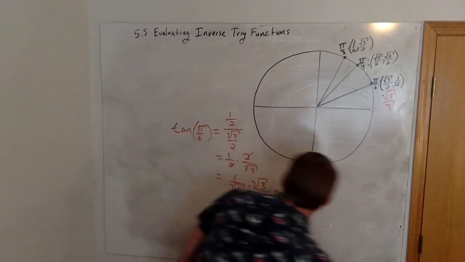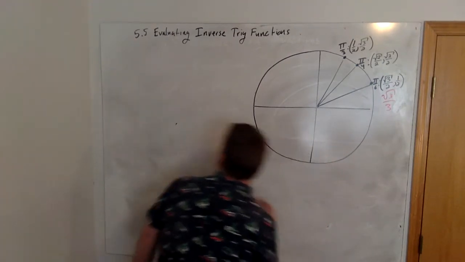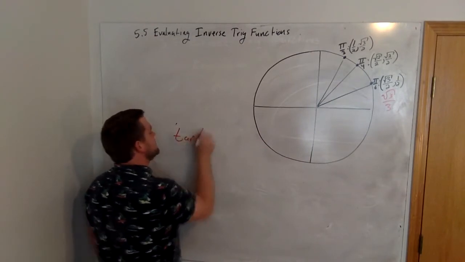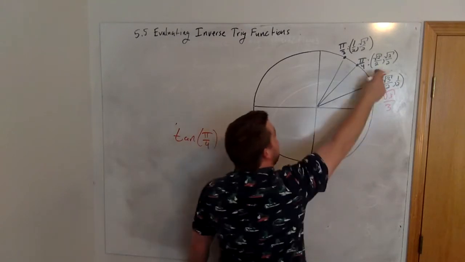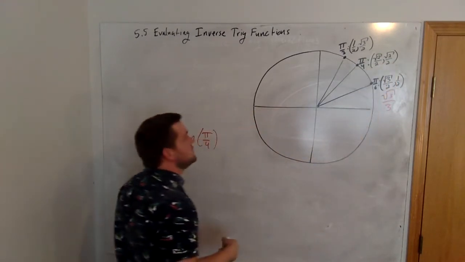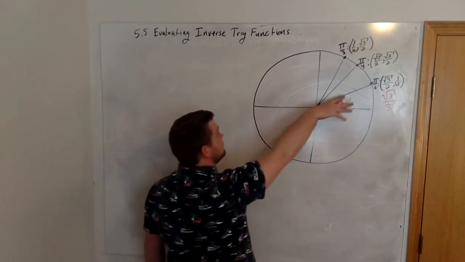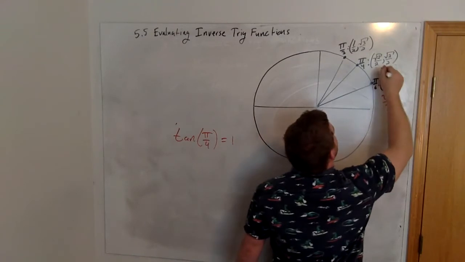Okay. Now, if I want to know what tangent of pi over 4 is, well, that's the easy one. Tangent of pi over 4 is going to be sine over cosine. So that's root 2 over 2 divided by root 2 over 2. That's just 1. You can also hopefully see that the slope of this line right here is 1. So tangent of pi over 4 is 1. So I'll put a 1 here.